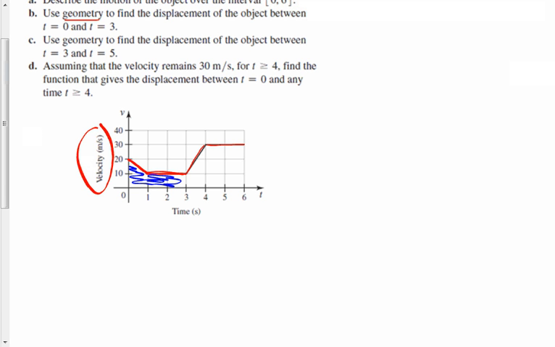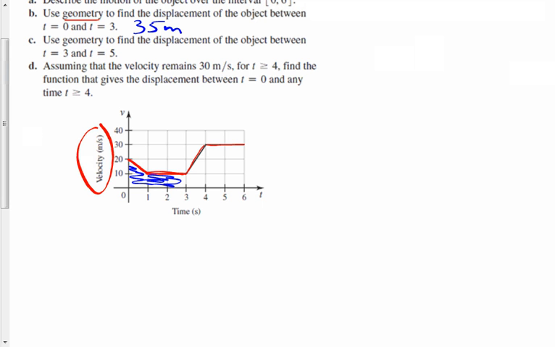10 what? 10 meters, right? So 3.5 boxes, 10 meters. This would be 35 meters. You okay with that? Okay.